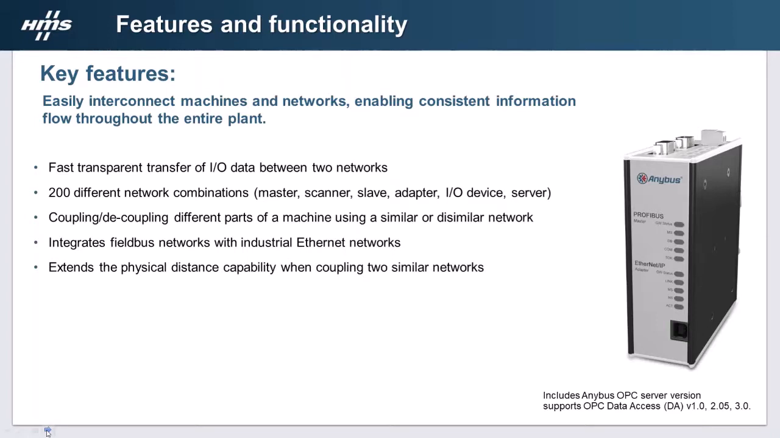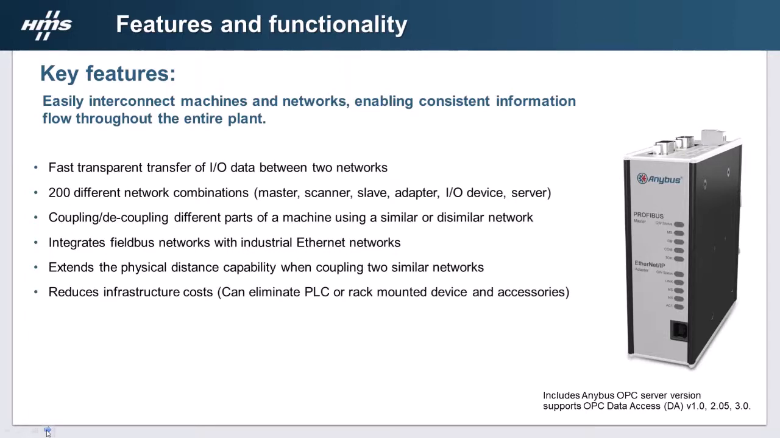It does extend the physical distance when you're coupling two similar networks, so that can be quite handy. And it does reduce infrastructure costs. As it says, it can eliminate PLC or rack-mounted devices, but I find quite often one of the most useful things is if you are upgrading a factory, you've maybe taken out an old PLC, so you've got a bunch of drives that are still perfectly capable and perfectly functional, but they don't speak the same protocol as the PLC you now want to use. Well, for a few £100 with an X-gateway, you can keep those drives in service and get them talking to your PLC.